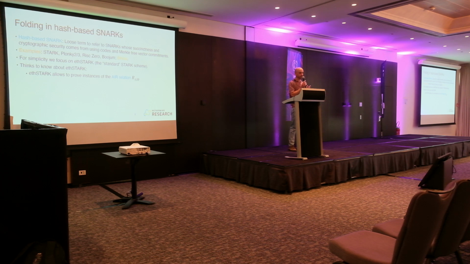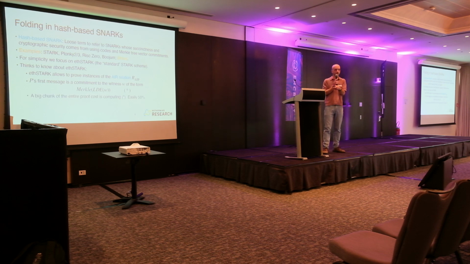ethSTARK is a SNARK that allows us to prove instances of the so-called AIR relation, and we'll come back to this relation later. The first message of the prover in ethSTARK is a commitment to the witness of the following form: a Merkle tree commitment to the low-degree extension of W. I'll explain what the low-degree extension of W is. It's basically an FFT of W.